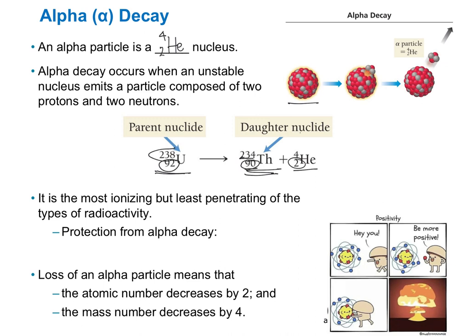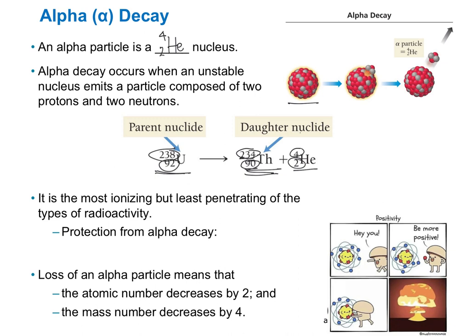So when I balance this, I need my bottom numbers, my atomic numbers, to add up on both sides. I also need my mass numbers to add up. So here I had 92 protons going to 90 in thorium and 2 in helium, so that's balanced. For mass number, I have 238 in the parent, and then 234 and 4 for the daughter nuclides. So a helium nucleus is always going to come out with these alpha particles.